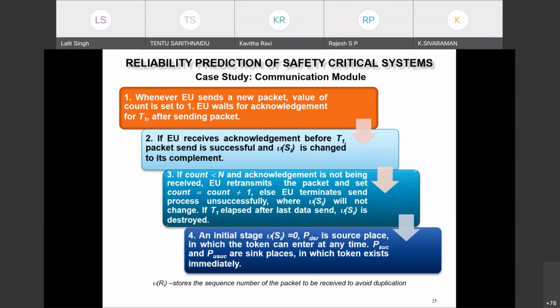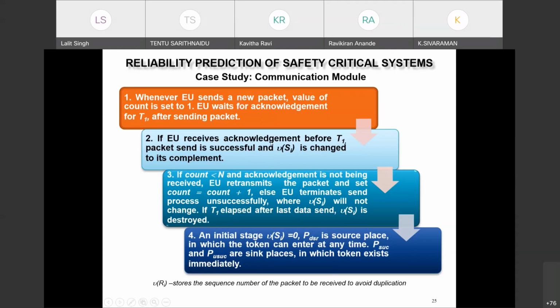After some designated time interval, if I don't receive the acknowledgement, then what will I do? I will cut the call and I will retry. And a similar algorithm is implemented here. So when the embedded unit sends a new packet, because the data is transferred in the form of packets, we keep one variable, count, that is set to 1, just to trace how many packets have been sent. Then the embedded unit waits for the acknowledgement for T1 time after sending the packet.